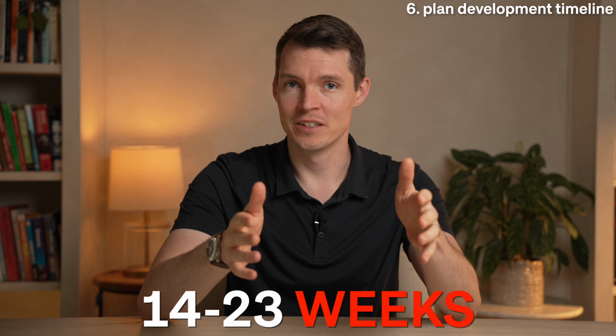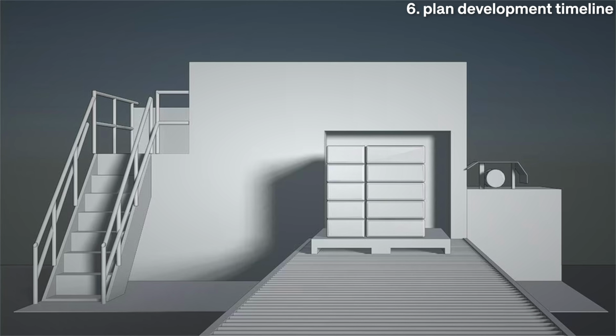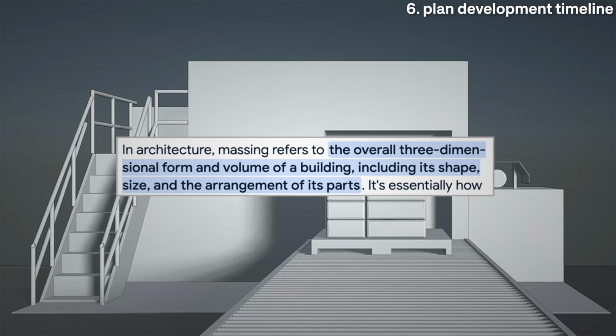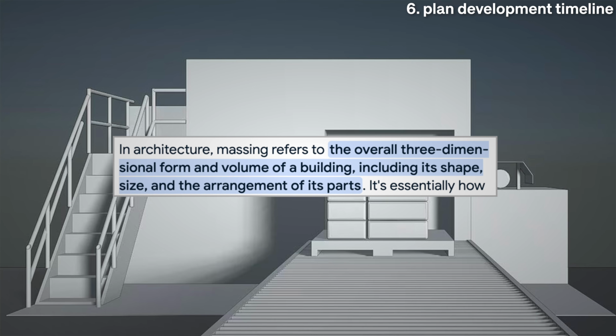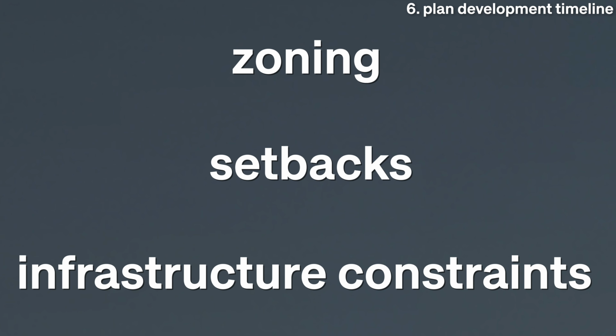The planning and design process for an affordable housing development can take anywhere from 14 to 23 weeks from initial design to submission for permits. It begins with visioning and program development, where you define who the housing will serve. This is where your architect and civil engineer create early massings and layouts to test how the site fits in terms of zoning, setbacks, and infrastructure constraints.